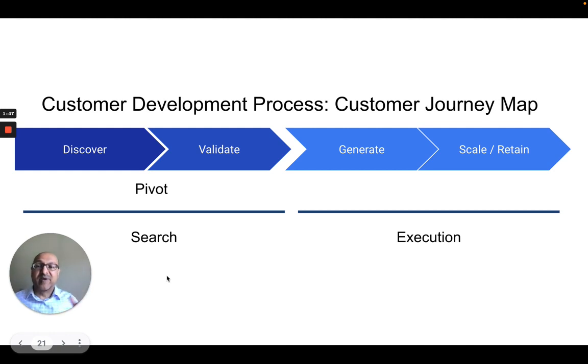Looking at it visually from a high level, this is a customer journey map or customer development process. First there's the search, then there's the execution. Do not skip the search aspect. It is critical and pivotal. It involves a two-step process. First, we discover the unmet need, the pain points, the problems, and then we validate our hypotheses so that we can validate or invalidate and pivot accordingly.